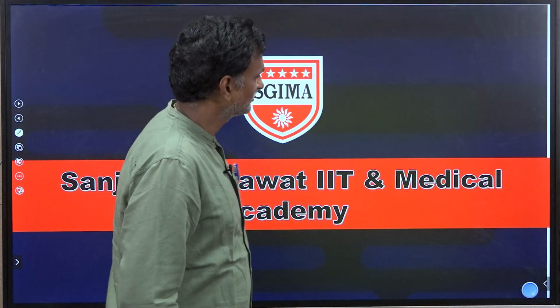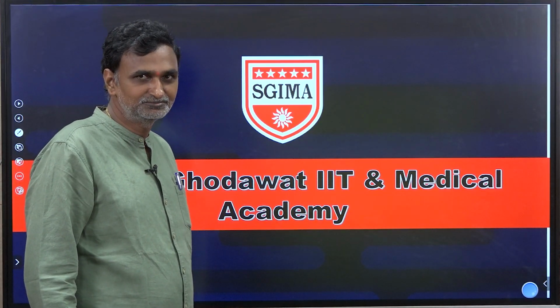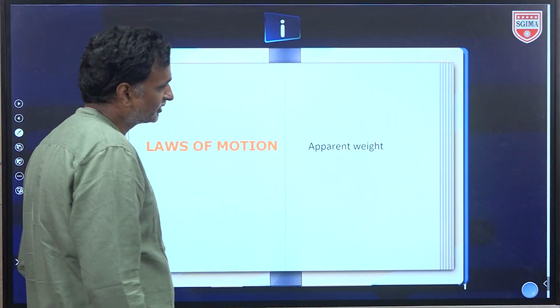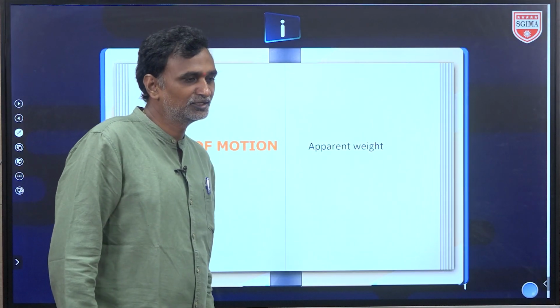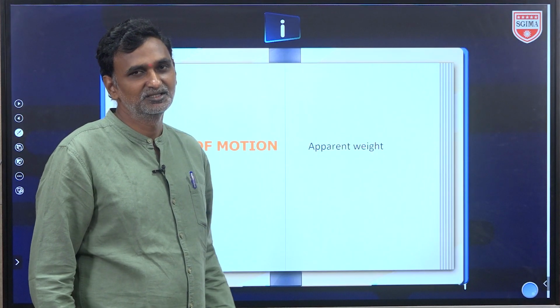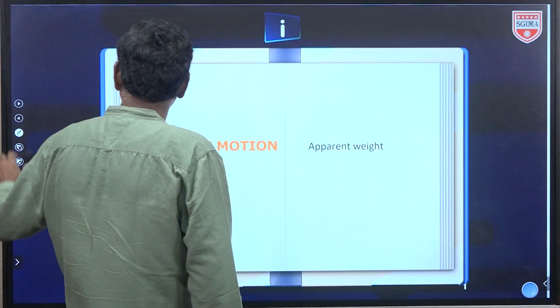Hello everyone. In today's class, let us start the discussion about apparent weight. What does apparent weight mean, and how is it measured and calculated in different cases? We will see it in depth.